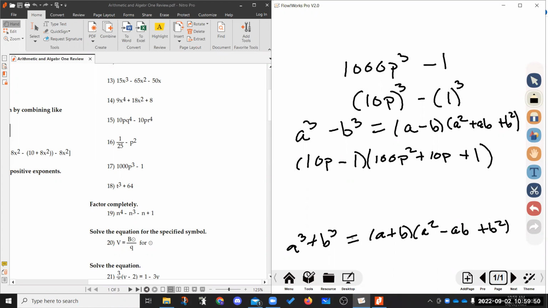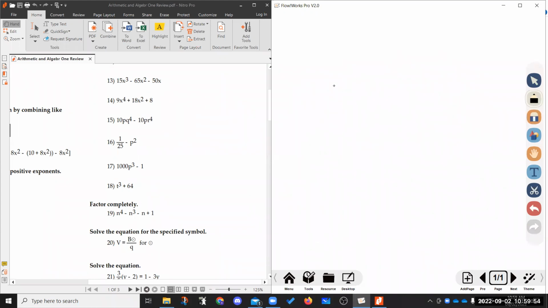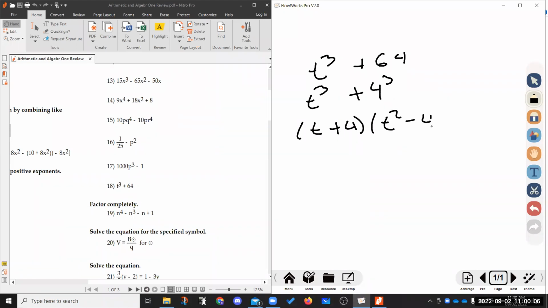We're going to do a sum of cubes down here in number 18 now. t cubed plus 64 is t to the third plus 4 to the third. So this is going to be t plus 4 times t squared minus 4t plus 16.